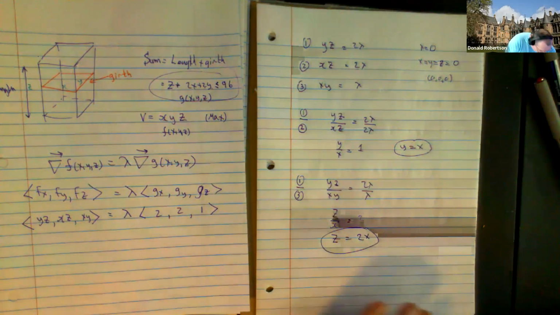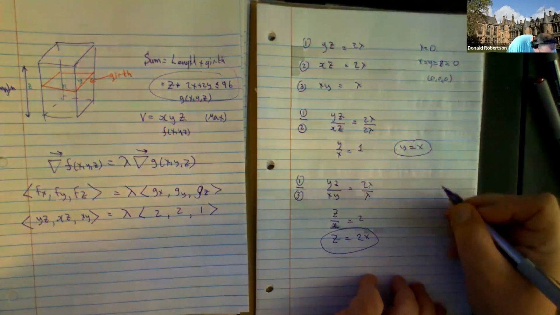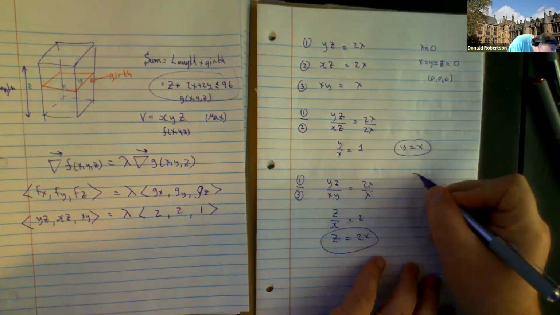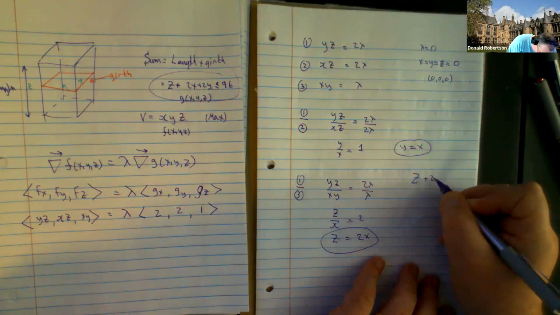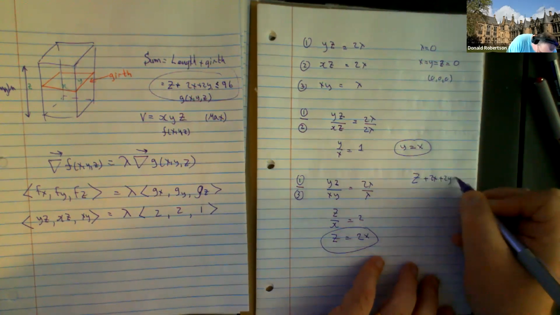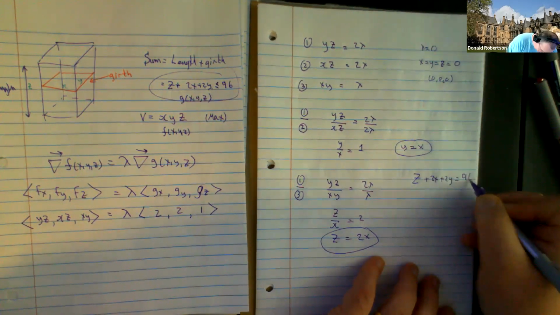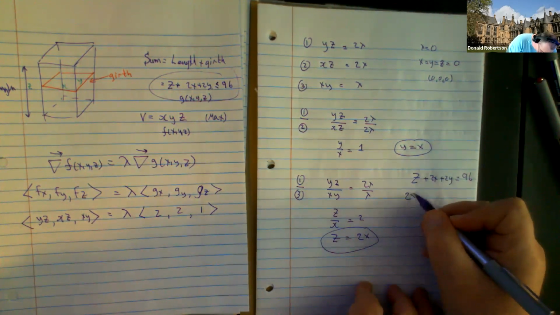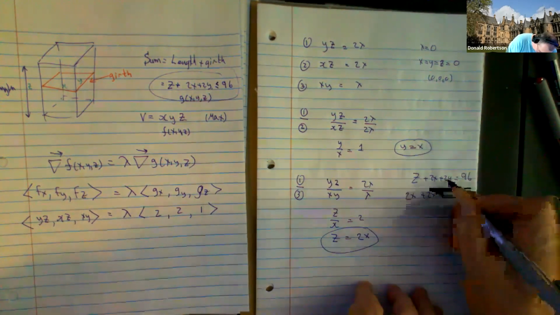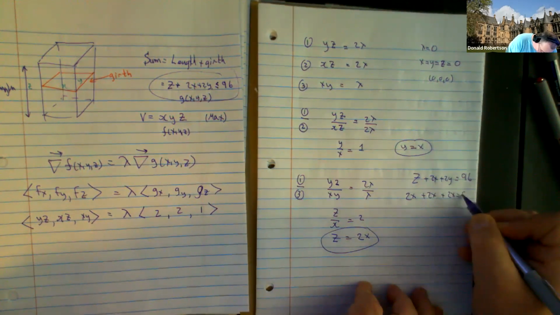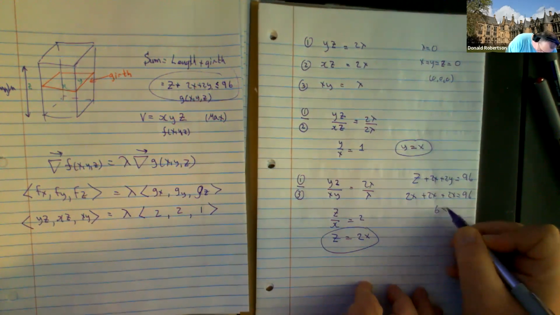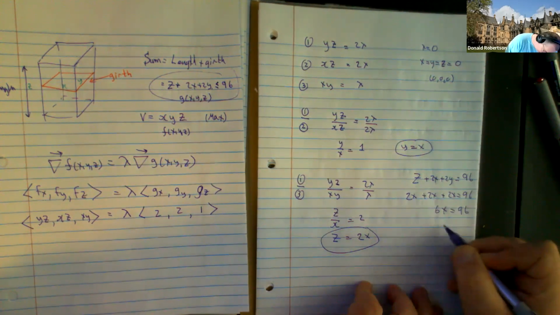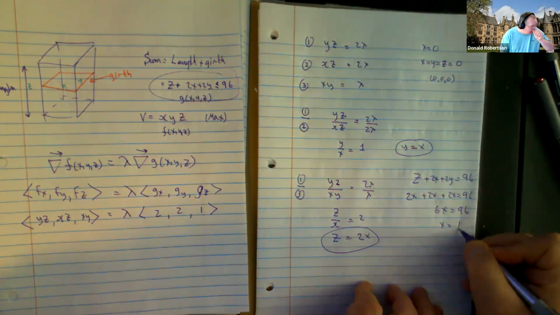And now I'm going to go to the constraint equation, which basically says that Z plus 2X plus 2Y, and I'll take the boundary because that's the biggest, is 96. And 2X for Z, 2X for 2X, and 2X for that guy. So I get 6X is 96, and I get X is 16.